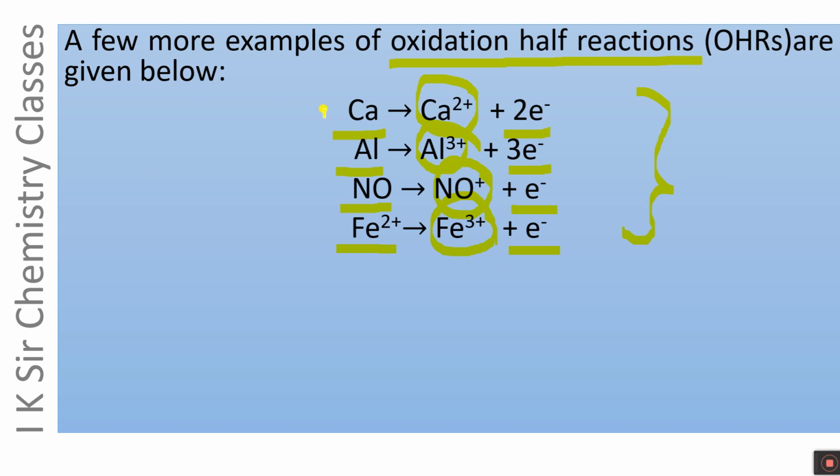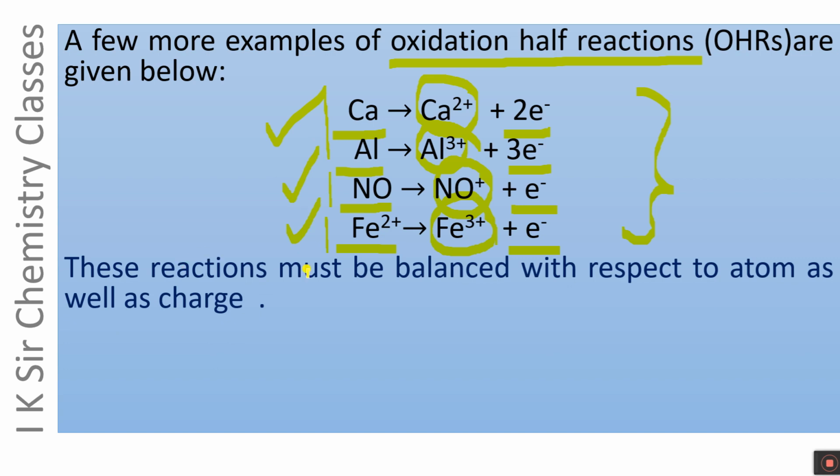Please note that atoms, molecule or ion, any one can lose electron and can be oxidized. In the first two reactions, atoms lose electron. In the third reaction, molecule loses electron, and in the last reaction, ion loses electron.